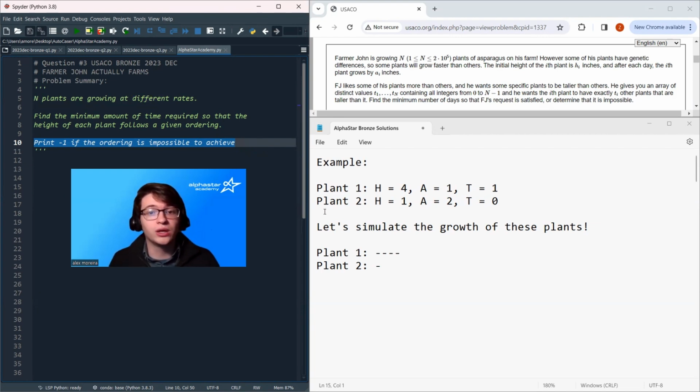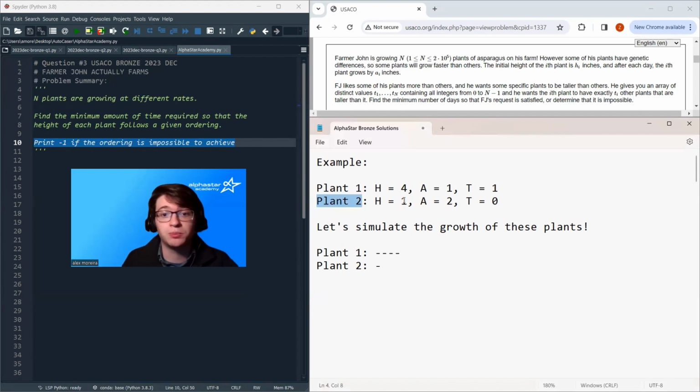So let's take a look at a sample here. We have two plants, plant 1 and plant 2, and we have a couple variables associated with each plant. The H variable is its initial height. So plant 1 is initially height 4, plant 2 is initially height 1. A is the rate at which they grow. Plant 1 grows at a rate of 1 unit a day. Plant 2 grows at a rate of 2 units a day.